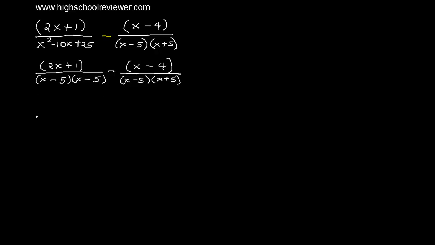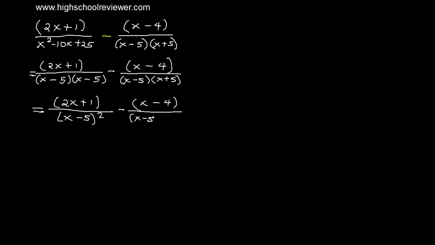Now, to subtract this, just like in subtracting fractions, we need to find the least common denominator. The least common denominator here, or the LCD, will be, for example, this one, x minus 5 times x minus 5. Okay, so let's rewrite this first. So 2x plus 1, we can rewrite this as x minus 5 raised to the power of 2, minus x minus 4 all over x minus 5 multiplied by x plus 5.